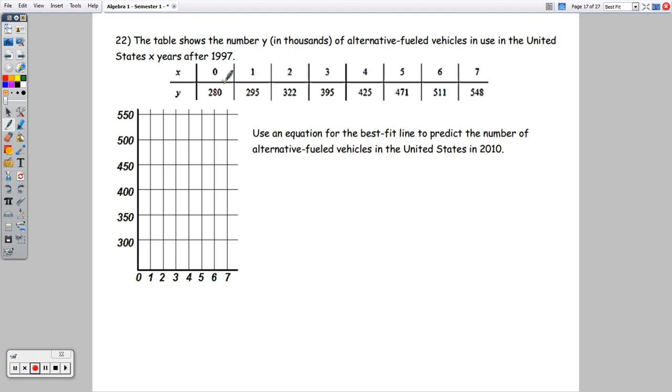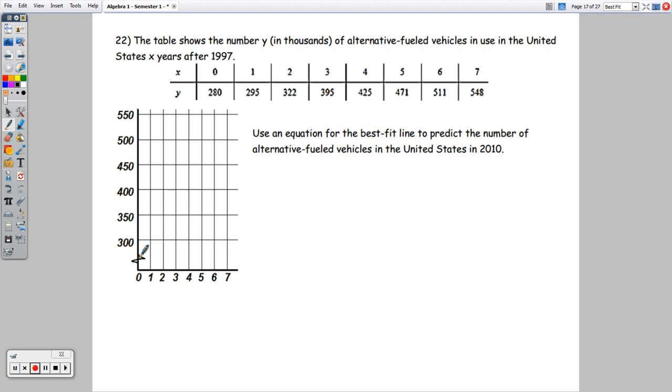So this is 97, 98, 99, 2000, 1, 2, 3, 4. We're going to use an equation from this data to come up with a prediction for that value. So let's plot these points right now. And it looks like it goes from 0 all the way to 300. So I'm going to make a little line break right here, just showing that some of the graph is missing there. We're going right from 0 to 300.